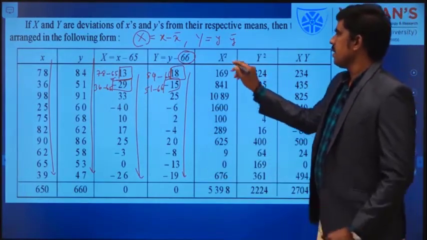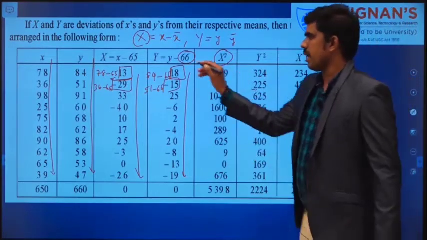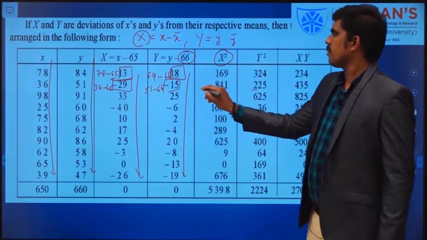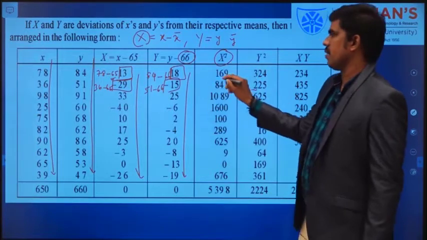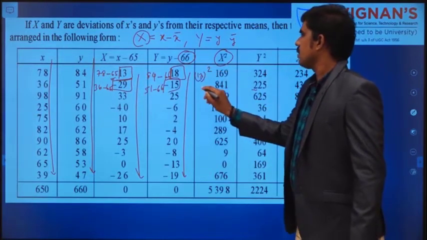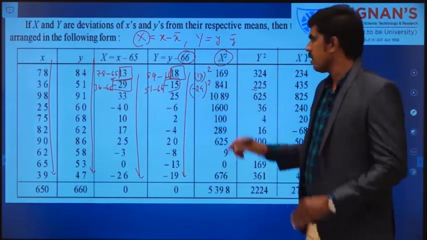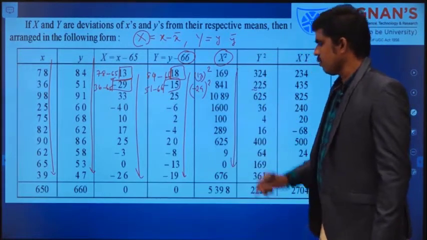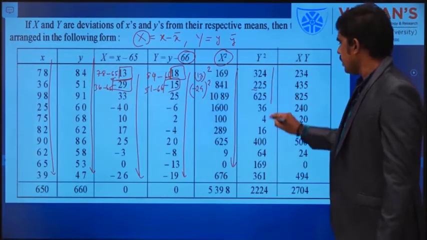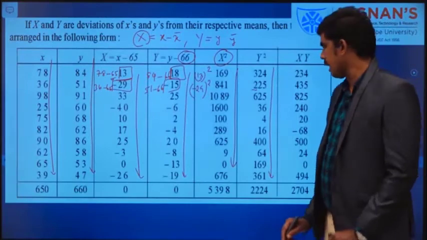Now I need capital X square. Capital X square is easy. Squaring all the corresponding x values, which means all the capital X values. So 13 square, minus 29 the whole square. You will get a positive value only, since we are squaring. So you find all the square values of capital X. Here you find all the square values of capital Y, right?